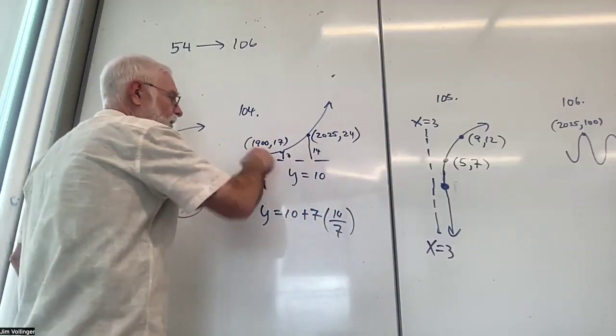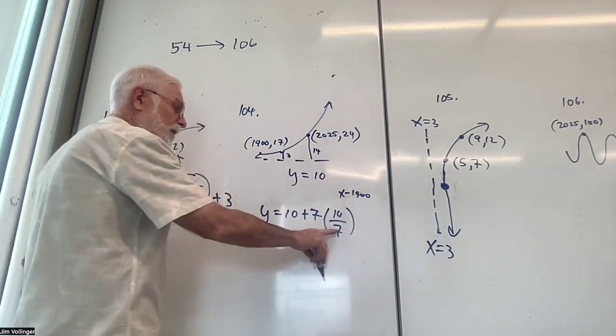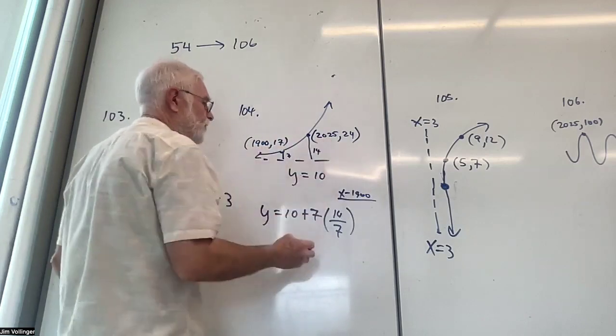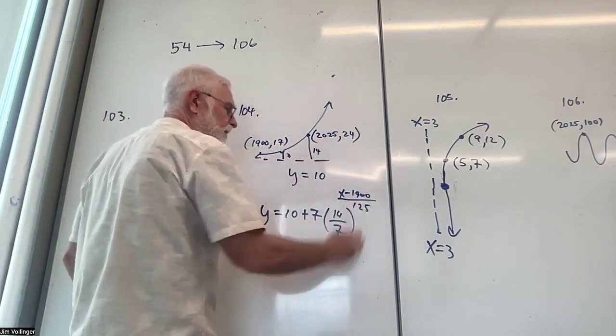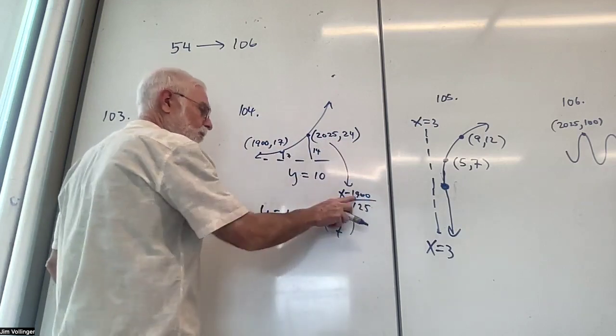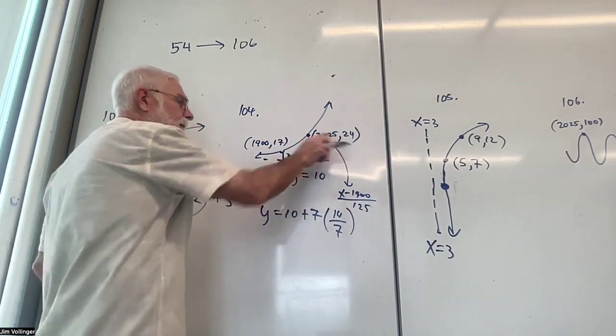And then I make a 0 out of 1900. X minus 1900. Anything to the 0 is 1. 7 plus 10, whoopee. 1900 to 2025 is 125 years. So when I drop in 2025, I get 14 over 7 to the 1, which is 2 times 7, 14 on top of 10. Boom.